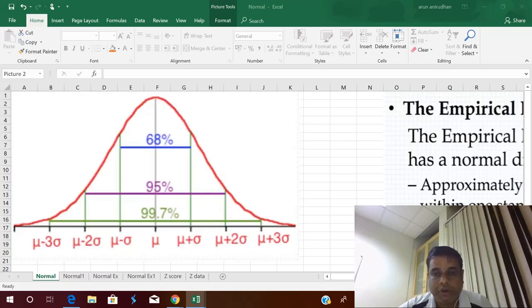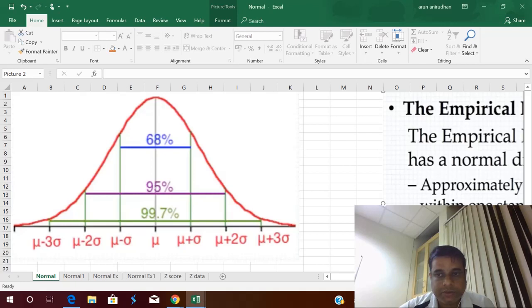Usually, normal distribution is represented by two values, average and standard deviation. So what is a normal distribution? In a class, if the maximum number of students has got marks near to the mean, we call that a normal distribution.